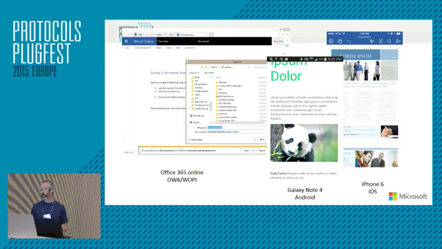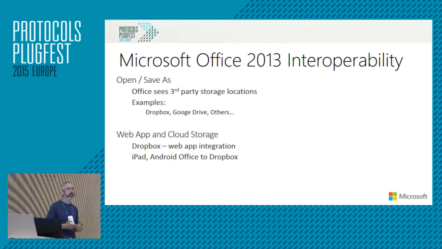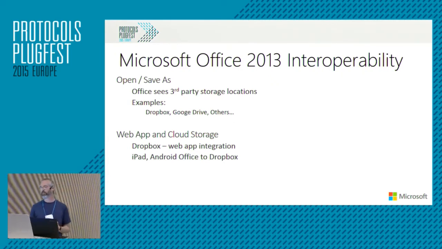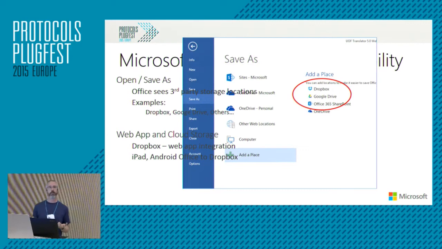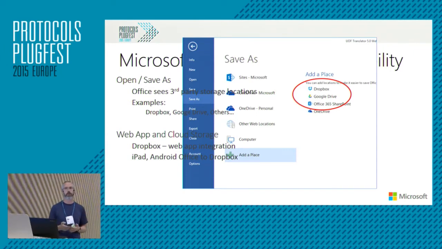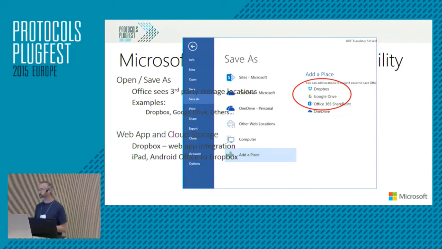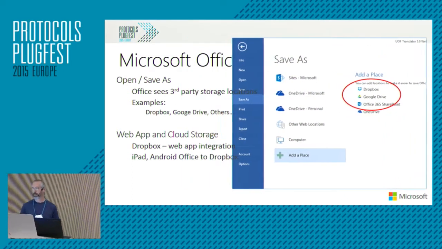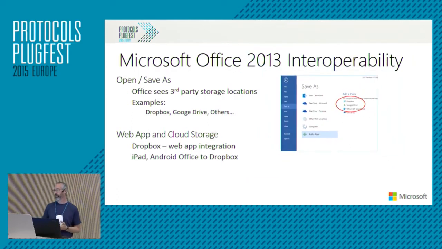And another thing, this is something that's been around for a little while, is the Open and Save, adding a place to Microsoft Office, so interoperating with third-party back-end storage and file hosting, and as you can see here, adding Dropbox and Google. These are examples, but other third-party hosting is available as well as part of Microsoft Office's save functionality.